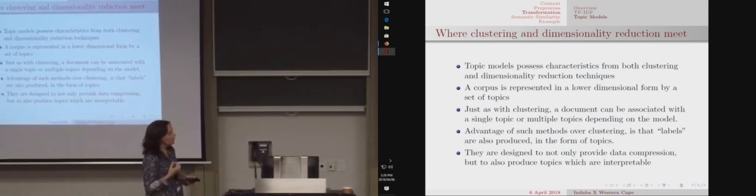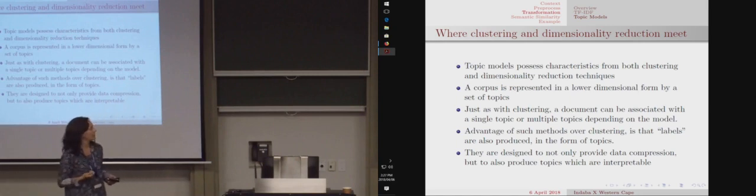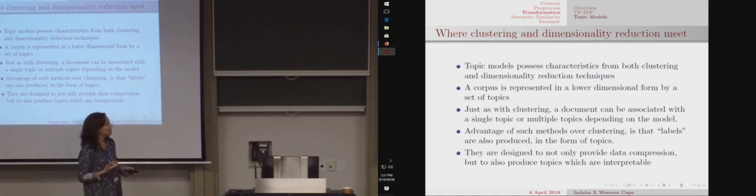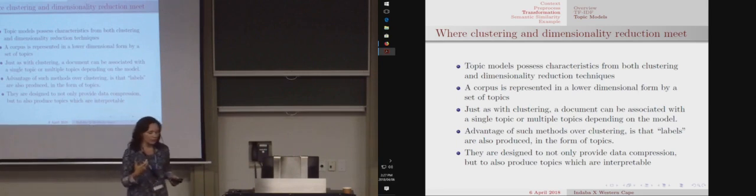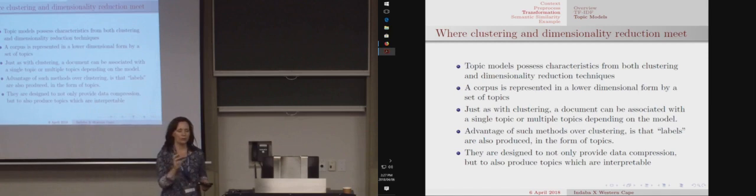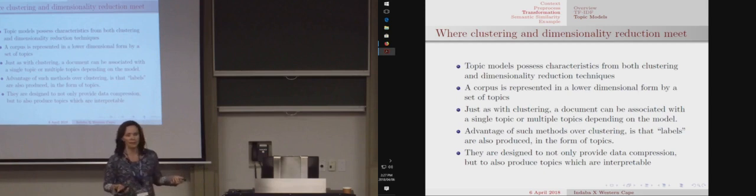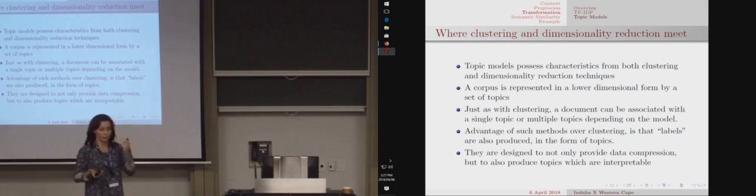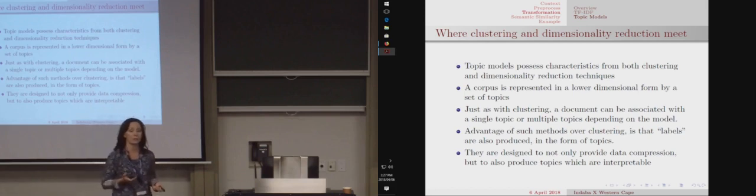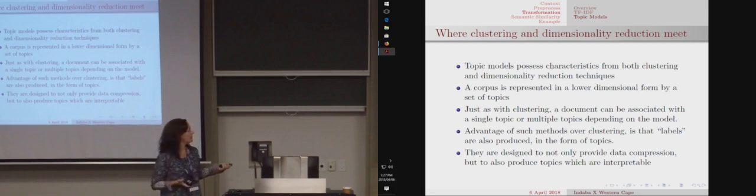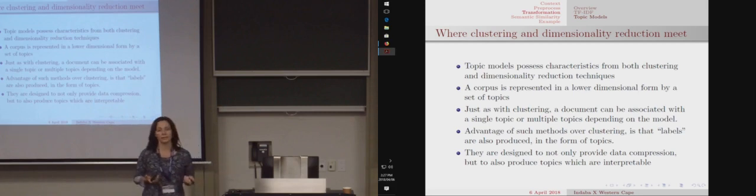And for me, the main advantage of these topic models is that they produce labels. So it means that not only do you cluster, but you also have a way to explore your corpus, which I will show you just now. So for me, the main benefit is that they are designed to not only provide data compression, which we are interested in from a machine learning perspective, but they also produce topics which are interpretable.